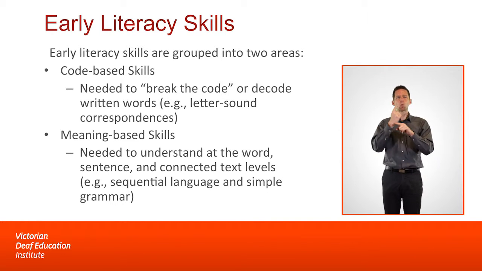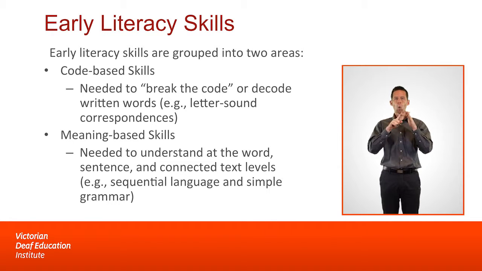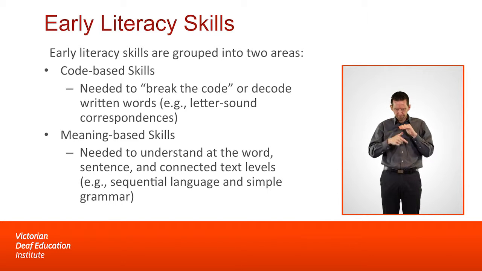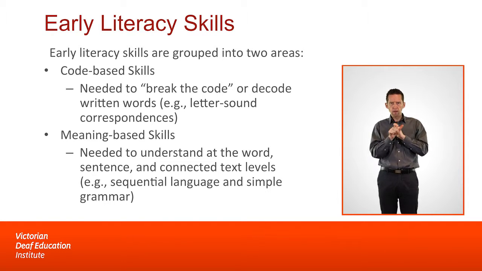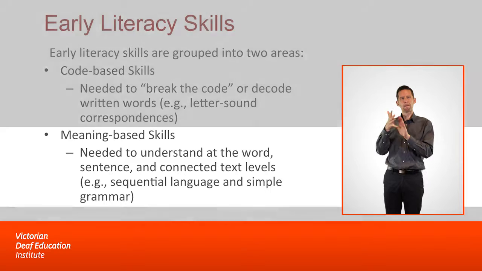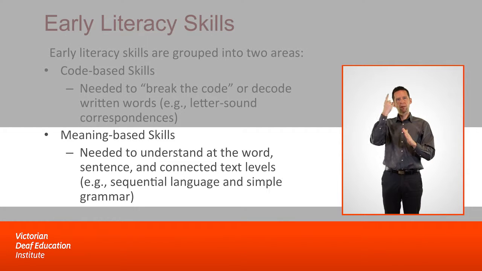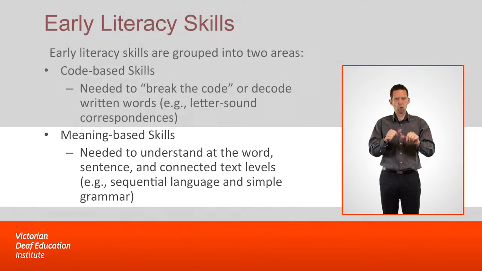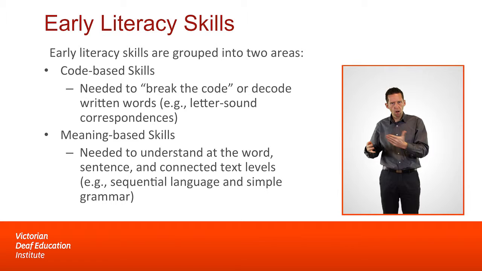So let's talk about literacy skills and how they're grouped into these 2 areas. First, there's code-based, and what code-based skills do is they help you break the code. They help you decode written words. So an example would be learning letter-sound correspondences. For meaning-based skills, these are the skills that are needed to understand at the word and the sentence or phrase and the connected text levels. For example, sequential language or grammar.